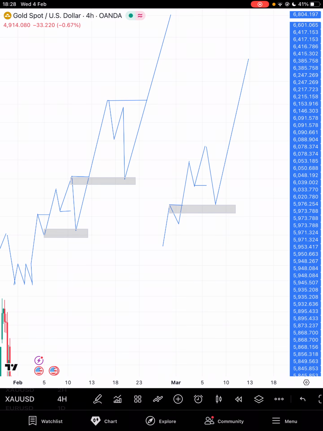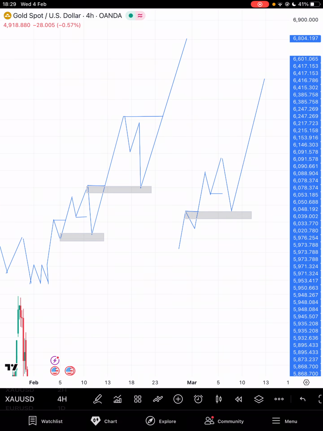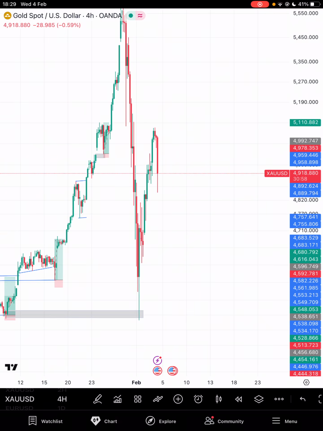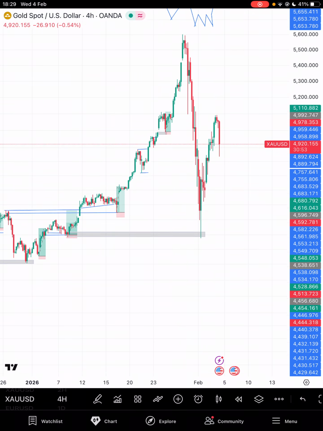So breaker blocks are mostly for continuation trades, while order blocks are mostly for reversals. That's one thing you should know. Now, let's go to the gold chart again. Looking at gold now, you see that price has tapped a point of interest.